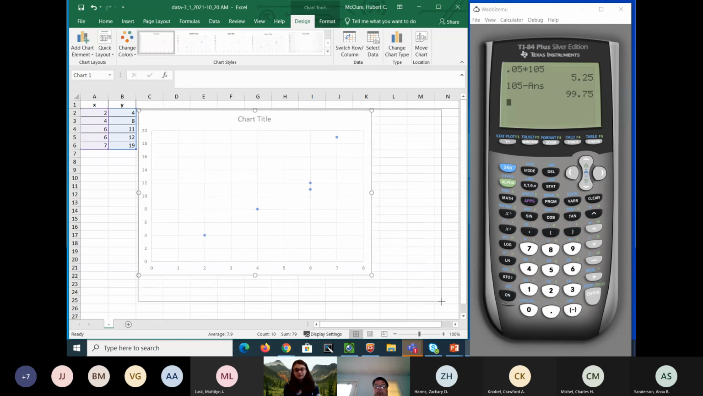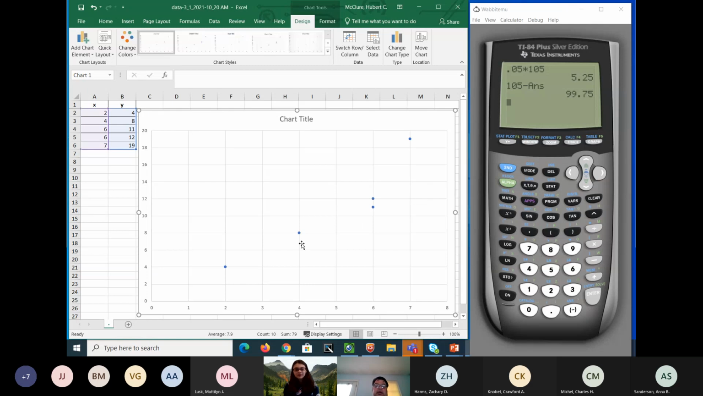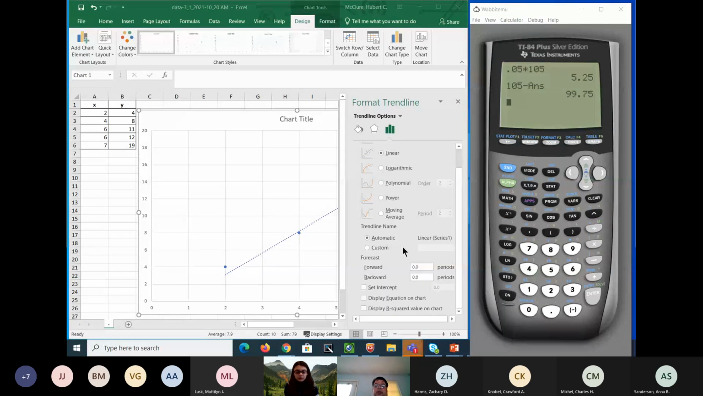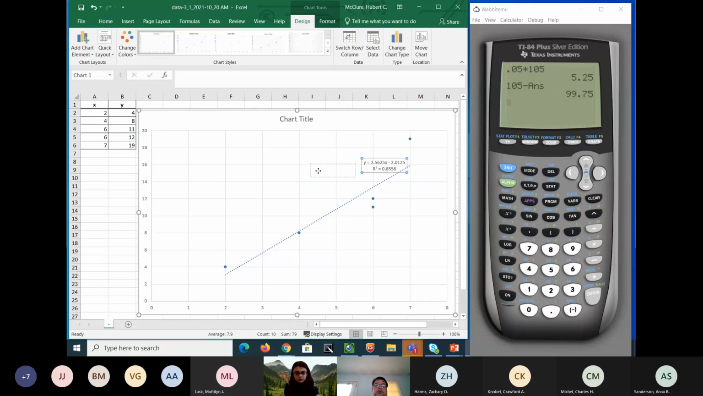Now, once you get the scatter plot, right click on one of the dots, it doesn't matter which one, and go down to add trend line. And it asks you what kind, and most of these that we're going to be doing are linear. So just leave it on linear and go down and hit display equation and display R squared, and X out of that. And there is your equation as well as your R squared.